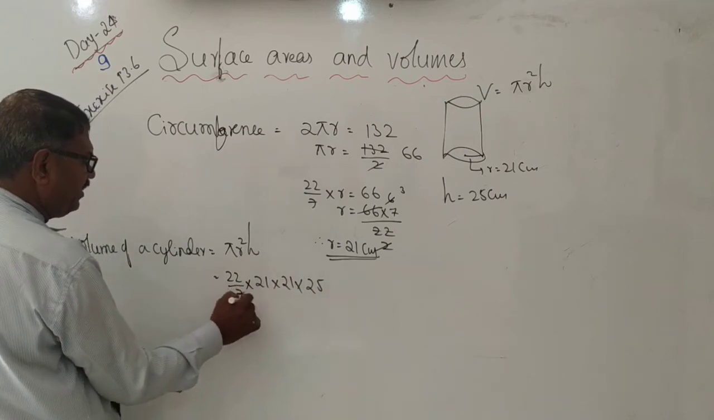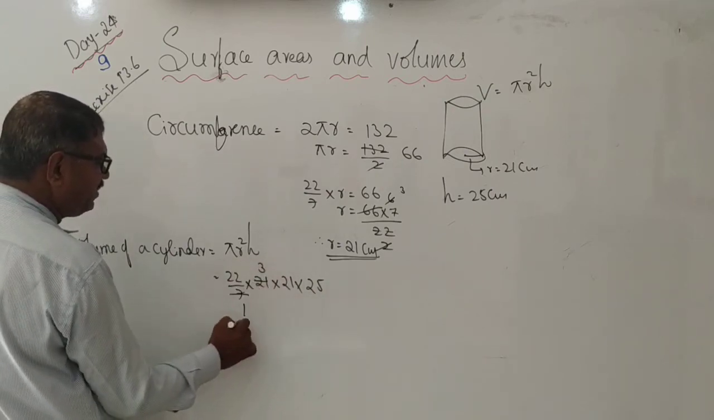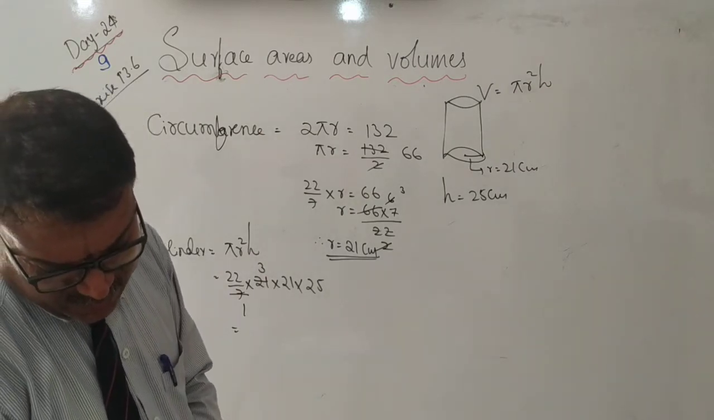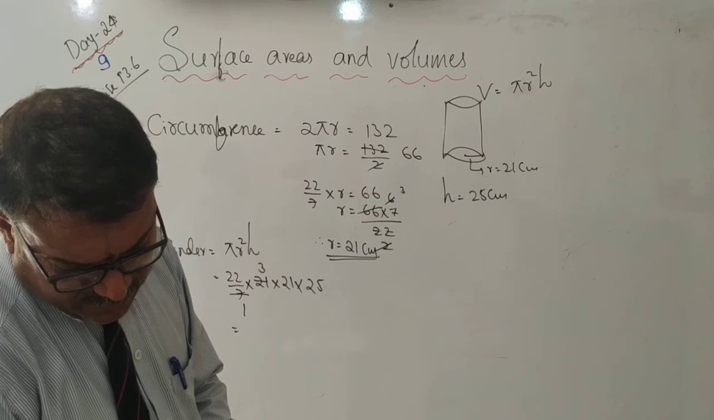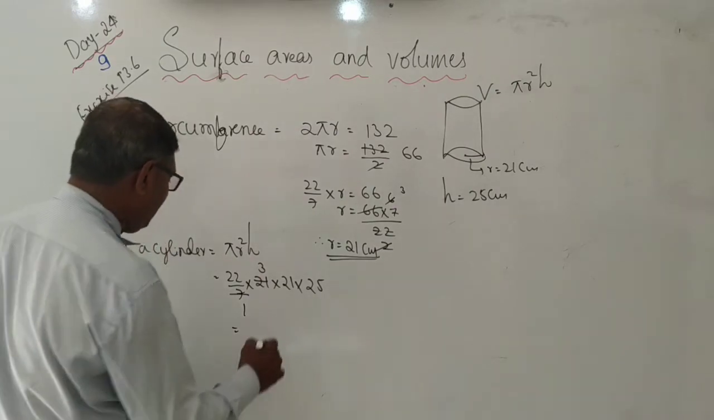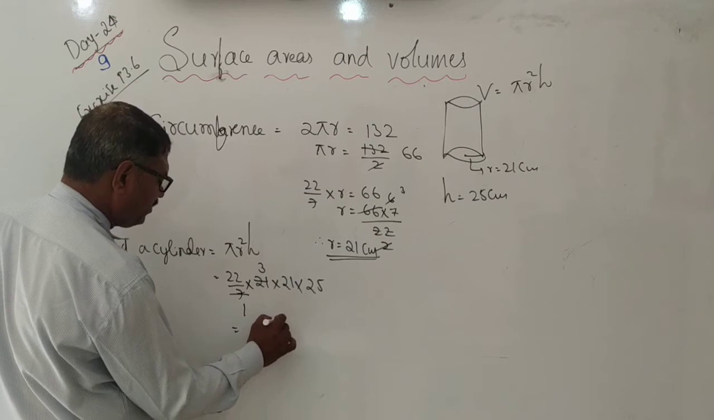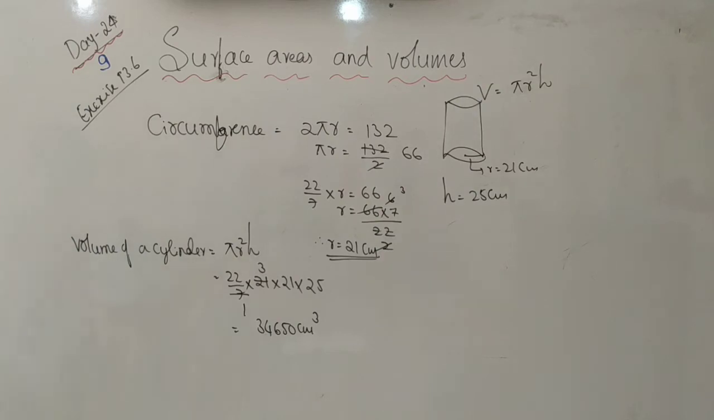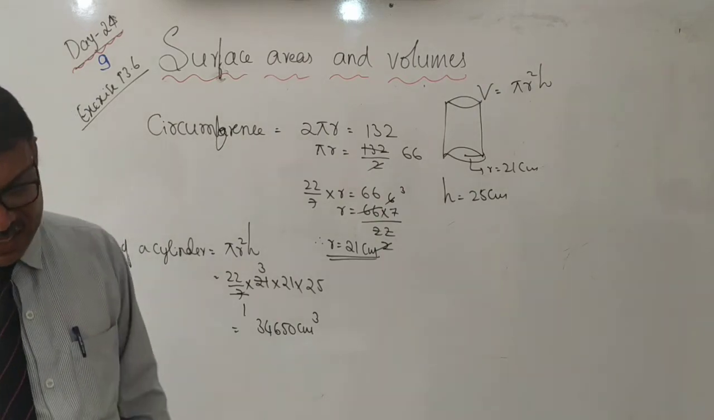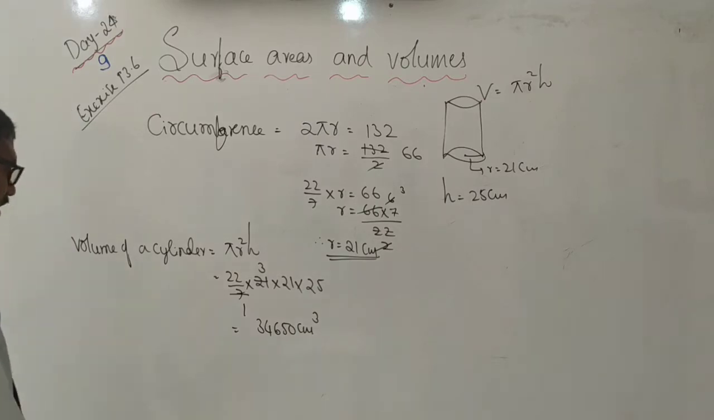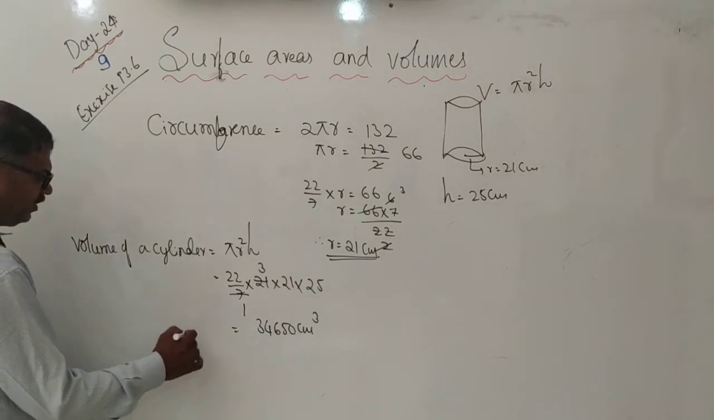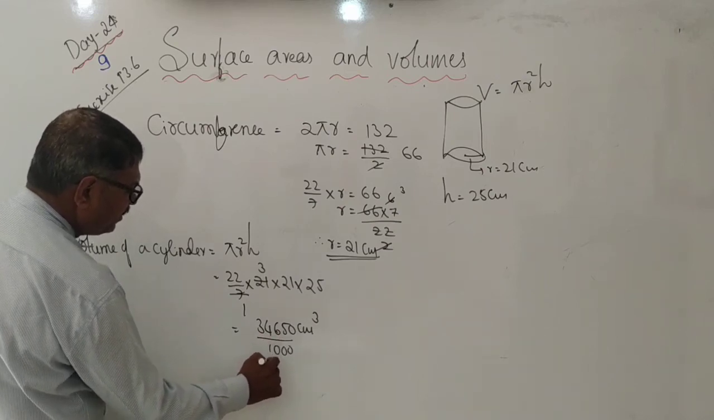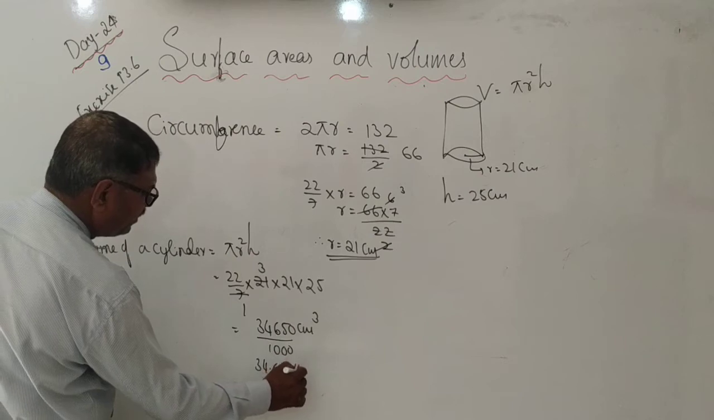Very simple. 7 ones are 7, 7 threes are 21. If you multiply, you will get 34,650 centimeter cube. But it is asking for the answer in liters. Therefore, if you divide by 1000, you will get 34.650 liters.